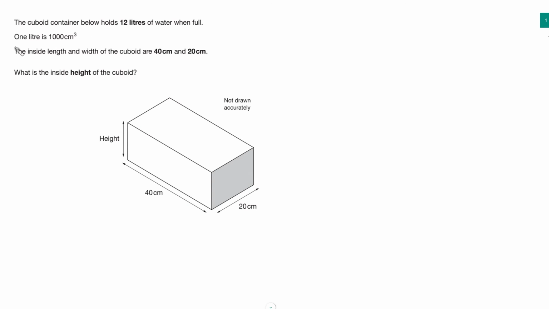So the first thing I'd do is I'd make a ratio. So over here they've given you like a ratio. So it says 1 litre is 1,000 centimetres. So litres to centimetres cubed. So it tells you 1 litre is 1,000 centimetres cubed. We don't need the units. So litres to centimetres cubed is 1 to 1,000.